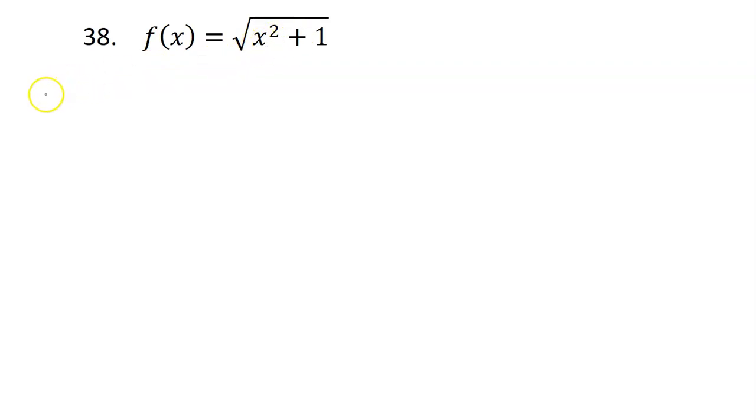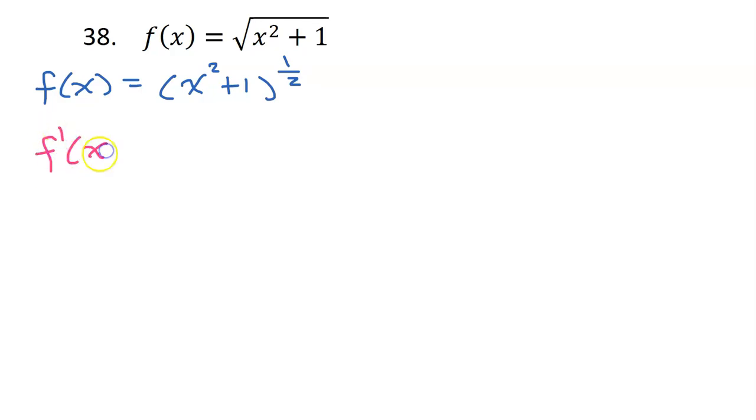Let's do another. Before we begin, let's rewrite the function with a fractional power. So this is the same thing as x squared plus 1 to the 1/2 power. Now we can go ahead and find that first derivative using the power rule. Well, the chain rule, actually. So taking the derivative of the outer function, the 1/2 will come to the front. We have to subtract 1 from this, so think minus 2 over 2. So this will be the negative 1/2 power.